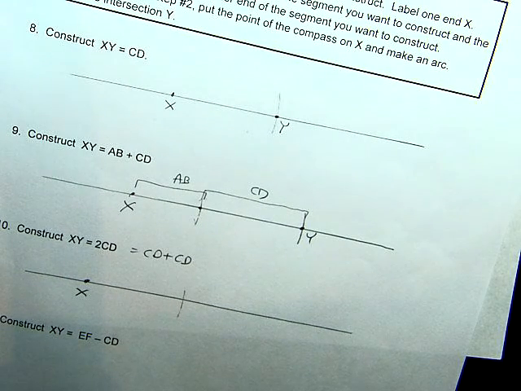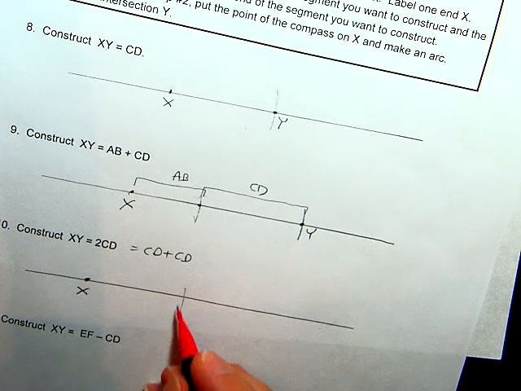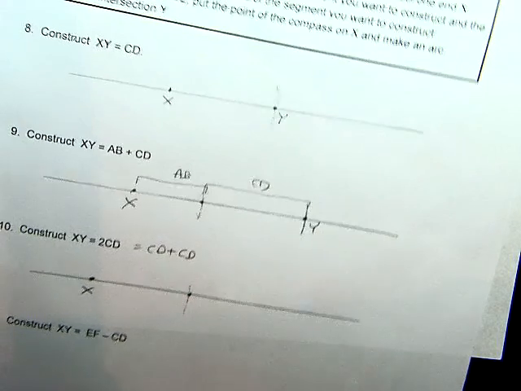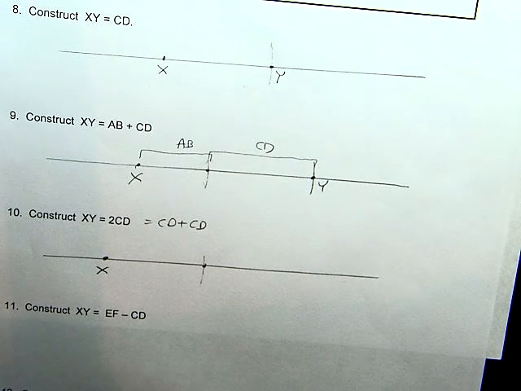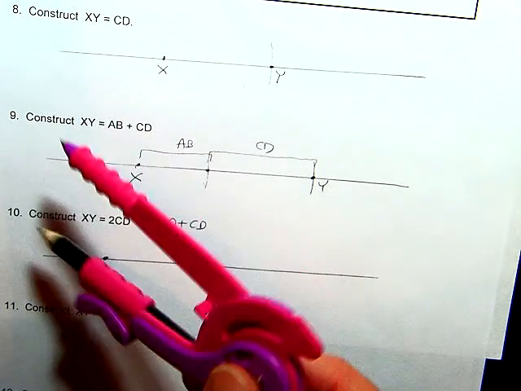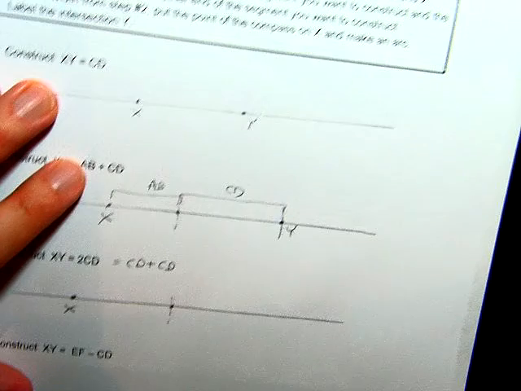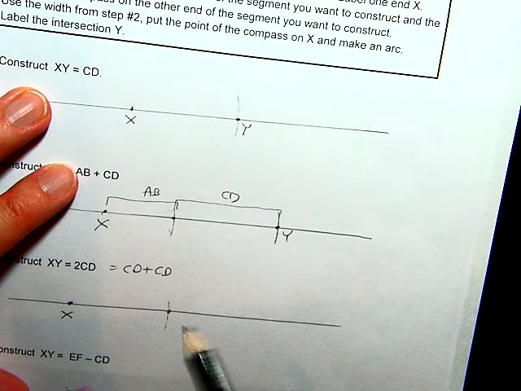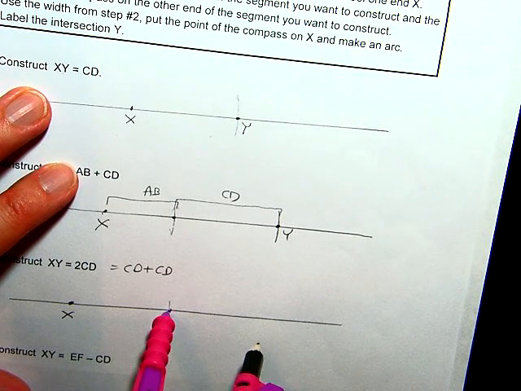So now what I've done is I have one arc in there. Where that arc intersects the line, I'm going to make a little point to help myself. And without changing the width of the compass, leaving it as wide as it was before, I'm now going to put the sharp end onto that point and simply make a second arc.